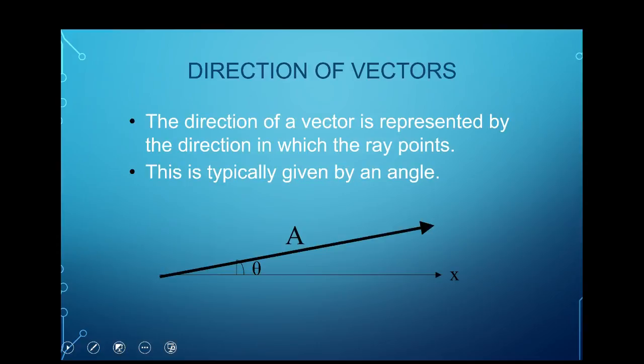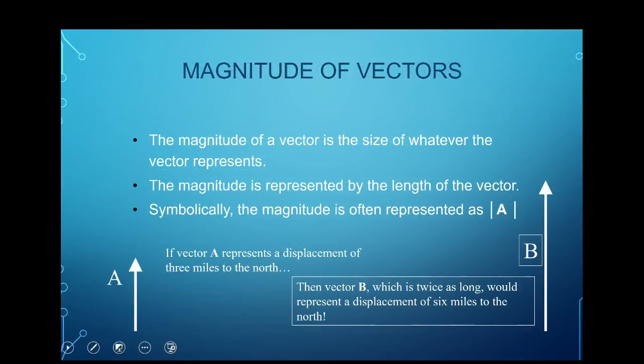We can denote the direction of a vector by the direction that the ray points. And this is usually an angle measured from the positive x-axis. So we can measure that in radians or degrees. Sometimes we talk about vector direction using unit vectors. Now the magnitude of a vector is the size of whatever the vector represents.